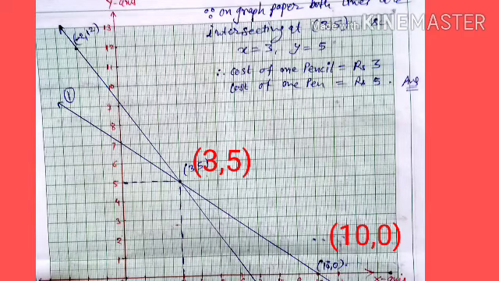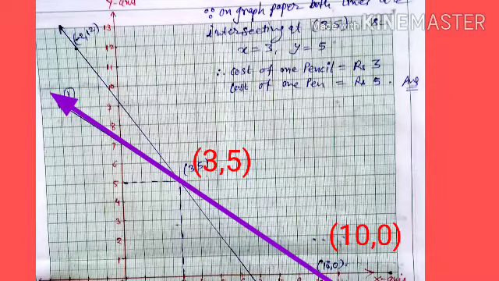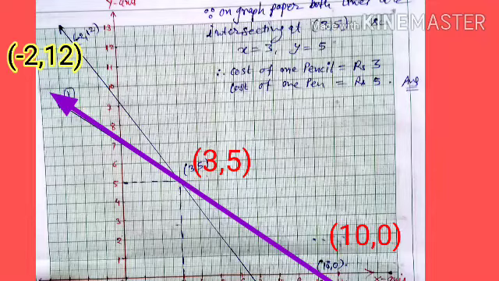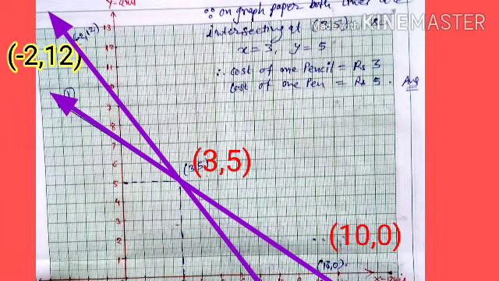Now see in this graph, first we draw line number 1, we take only 2 points, 10 comma 0 and 3 comma 5, and by using a scale join these 2 points and give equation number 1. Now for equation number 2, we have 2 points, 3 comma 5 and minus 2 comma 12. Now join these 2 points by using the scale and give equation number 2.